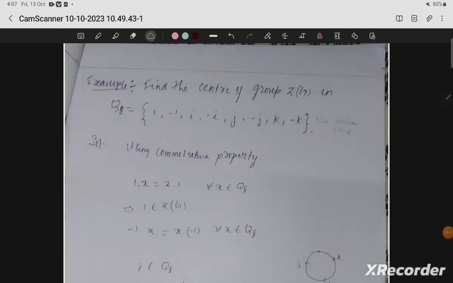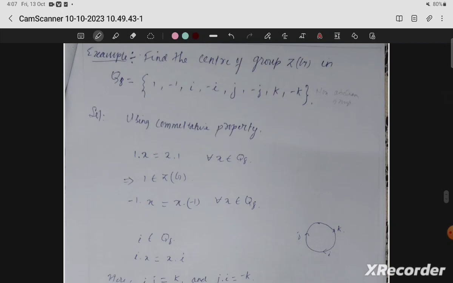Now we will solve a simple problem, that is to find the center of the Q8 group, which is given by 1, minus 1, i, minus i, j, minus j, k, minus k. To find the center of the group, we will use the commutative property and check whether the individual elements present here commute with each other or not. So first we will check 1. So 1x equal to x1.